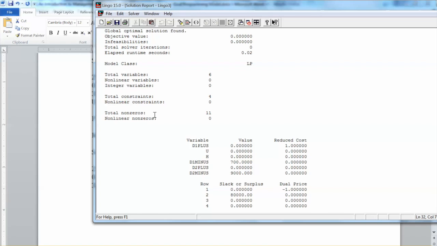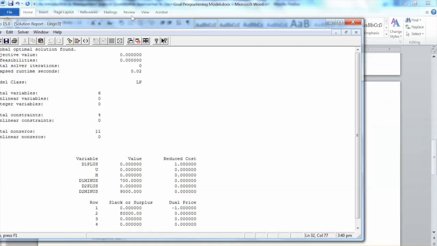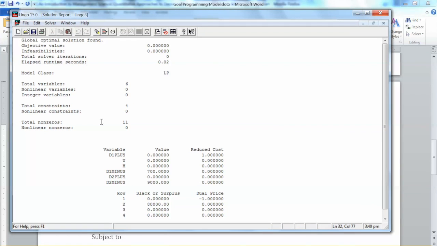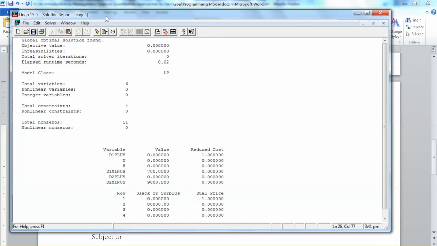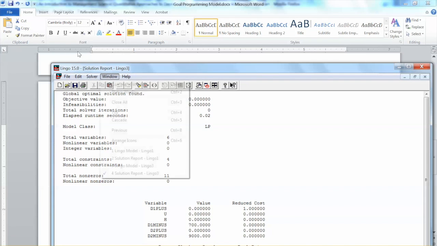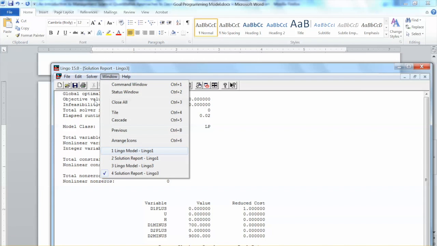If we look back at the second goal, which is to minimize D2 minus, let's see what D2 minus is in this solution. D2 minus is $9,000 and D2 plus is 0. Basically, it shows our second goal is not met. The second goal is to earn at least $9,000 of annual return, but in this case, we earn nothing. In conclusion, with this solution, priority 1 is met, but priority 2 is not met.